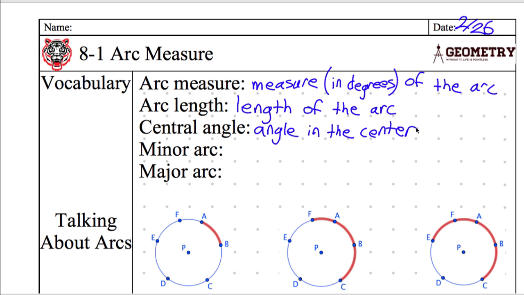All right, minor arc. Minor arc means it's a small arc. So we'll just say small. When I say small, what I generally mean is less than 180 degrees. So if I'm less than 180 degrees, I'm going to call that a minor arc. So then, by that logic, what is a major arc?